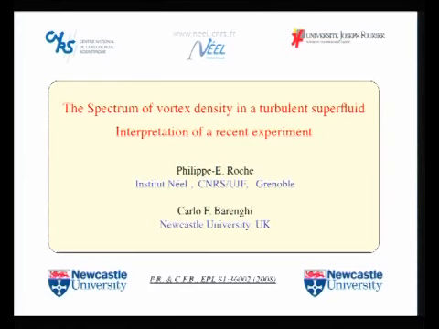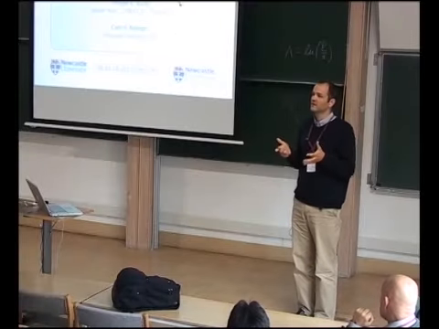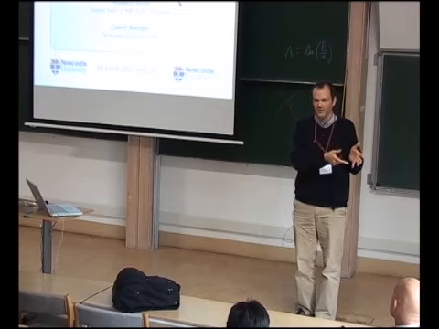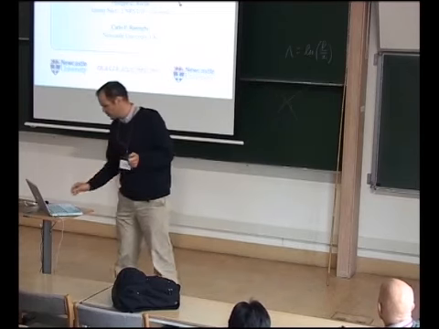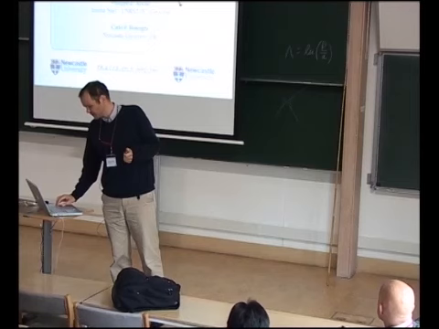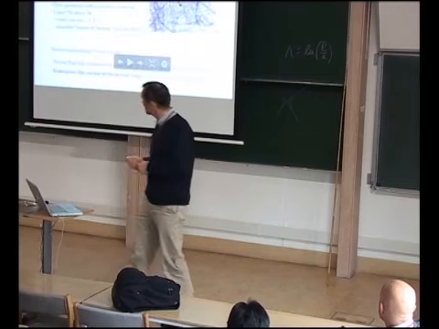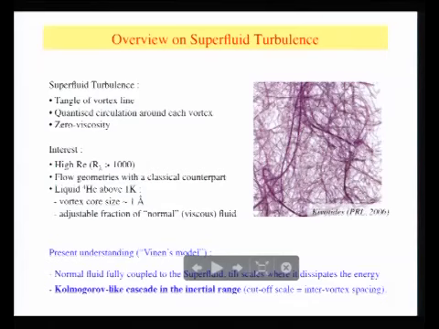Indeed, in this talk, I'm going to present a model which has been developed with Carlo Barenghi in order to interpret some recent experiments which were quite puzzling. In this experiment, the spectrum of vortex line density was measured in a turbulent superfluid. Since the measurement was done in the inertial range, we expected to find the same behavior as the one found in classical viscous Navier-Stokes turbulence, but we didn't. So the model is an attempt to understand this.